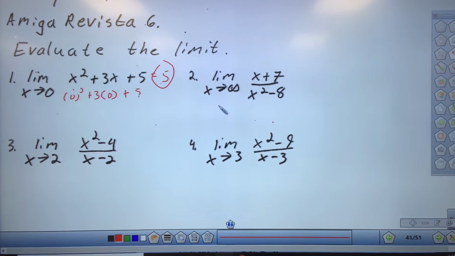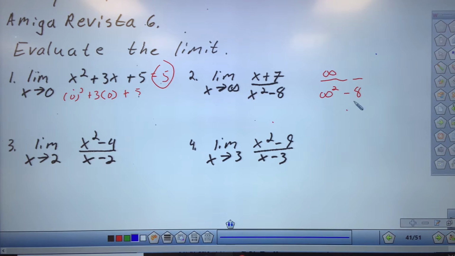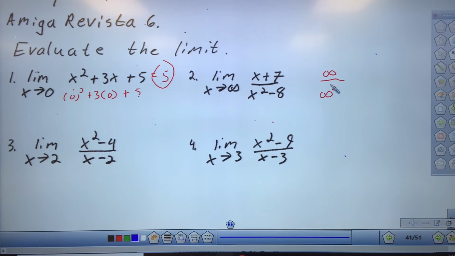Now, a limit at infinity is a little different. So infinity plus 7 over infinity squared minus 8. Now, infinity plus 7, that 7 really doesn't matter that much, so I can ignore that 7. And infinity squared minus 8, that minus 8 really doesn't matter. So I'm just going to look at infinity over infinity squared. That's going to simplify to 1 over infinity. 1 over infinity is actually equal to 0.